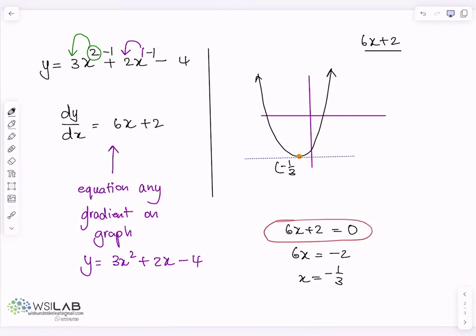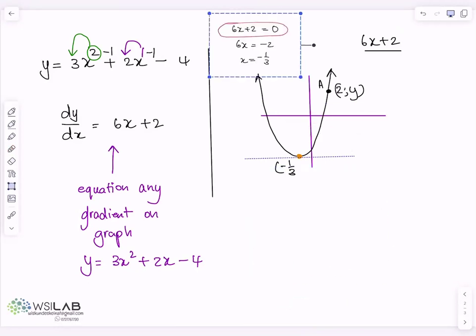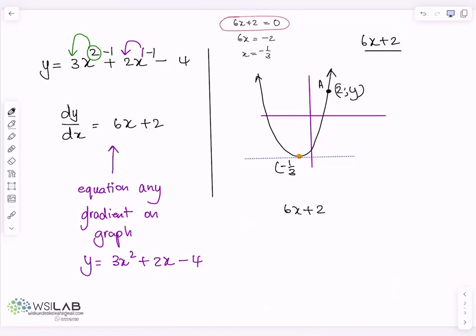I can also say, look, maybe there's an x value there of 2 and a y. What is the gradient at that point A? Now you must focus. Okay, then I say, look, 6x plus 2 is an equation to get any gradient. It's called the derivative, or you can use dy over dx. Therefore, where x is 2, what is the gradient?